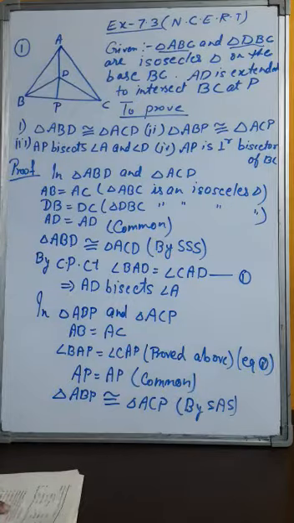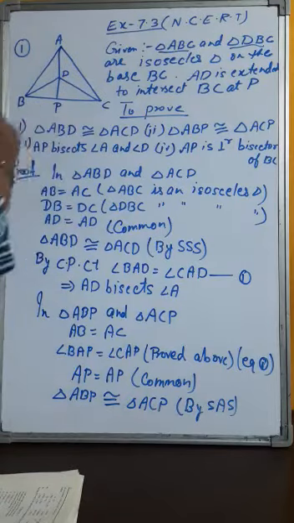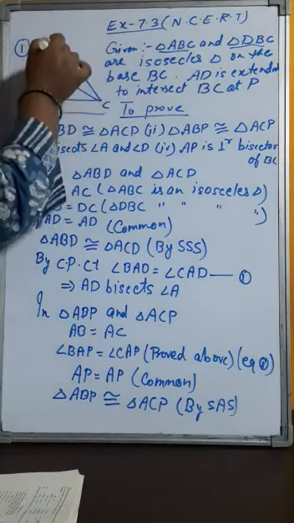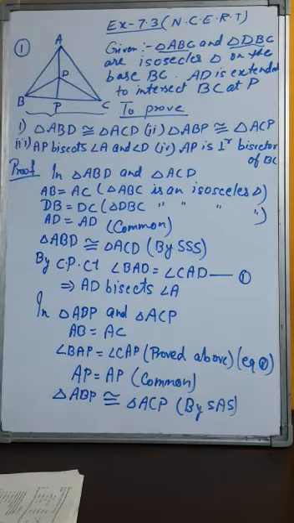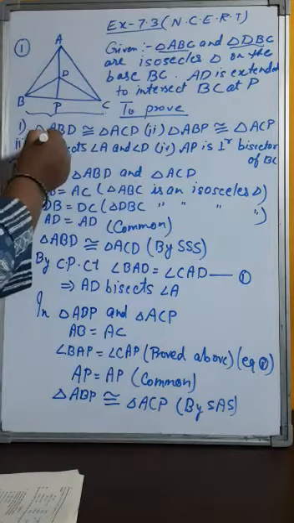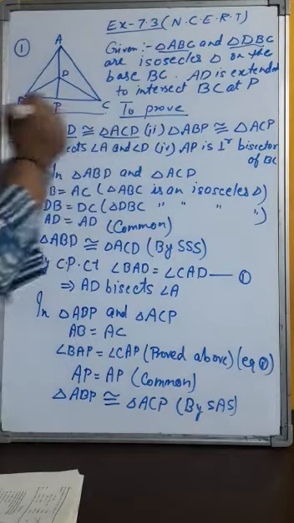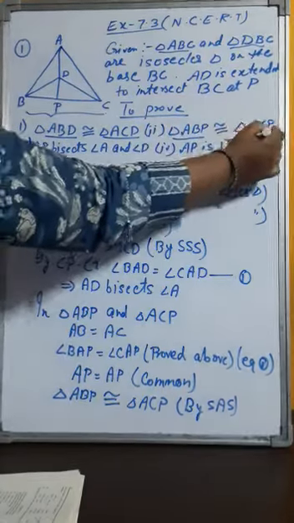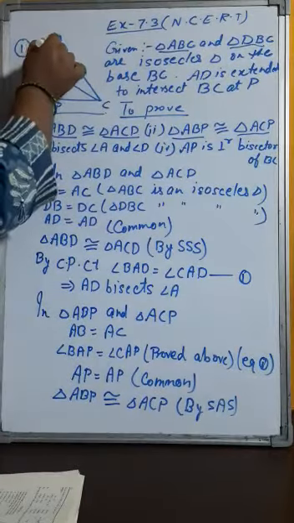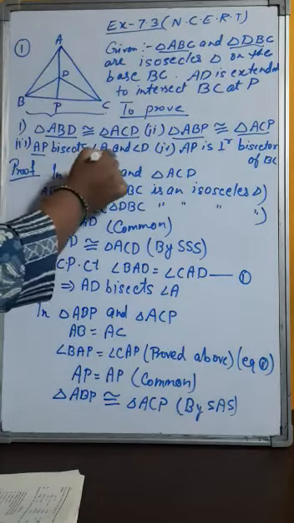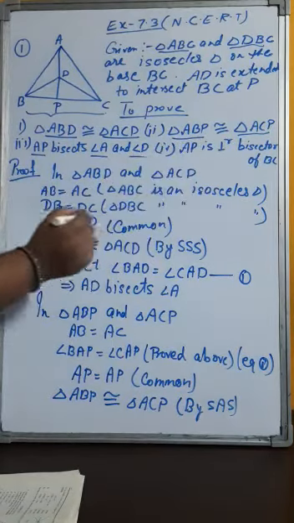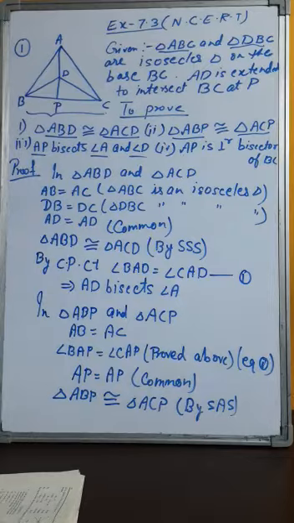The vertices A and D are on the same side of BC. You can see this is the base BC, and D and A are on the same side of BC. We have to show that, first, triangle ABD is congruent to triangle ACD. Second, triangle ABP is congruent to triangle ACP. Third, the line AP bisects angle A as well as angle D, and AP is the perpendicular bisector of BC. So one by one we will see each.